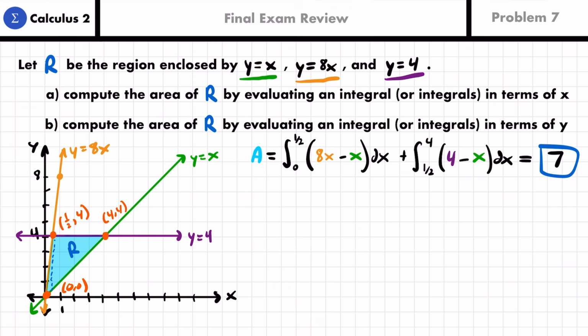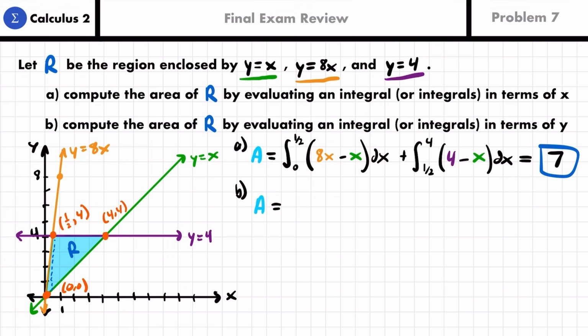These two integrals were for part A, but now let's work on part B. We want to calculate that same area, but now with an integral or possibly integrals in terms of y. And when you want to calculate the area between two curves, or again, in this case, we're working with lines, but regardless, when you want to calculate the area between two curves in terms of y, instead of looking from the top down, you look from right to left.